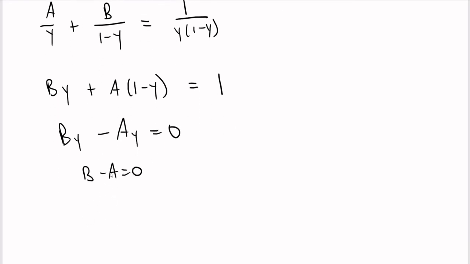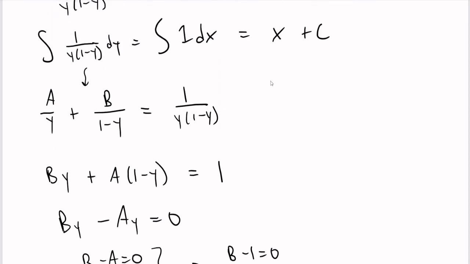And then our next equation, there's actually no b attached to any number here. So it was just going to be a times 1 equals 1. So this is actually a pretty simple one. A equals 1, which means that b minus 1 equals 0, b equals 1. So, okay, that one wasn't too hard. So this left-hand side will become the integral of 1 over y dy plus the integral of 1 over 1 minus y dy.